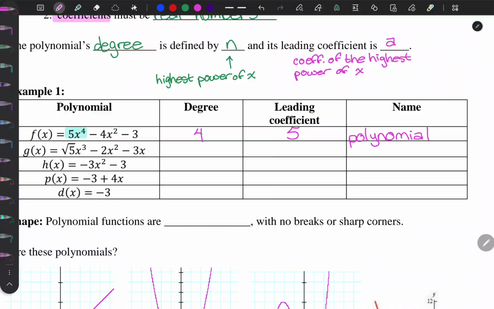Going on, we can fill in the rest of them the same way. The next one is a degree of 3. It sometimes throws people off that there is a root 5 in front, but remember your coefficient can be any real number, so that's actually okay. Our leading coefficient is root 5, and we would call this one a cubic because the highest power is x to the power of 3. Same idea for the next one, degree of 2, leading coefficient negative 3. This is a quadratic.